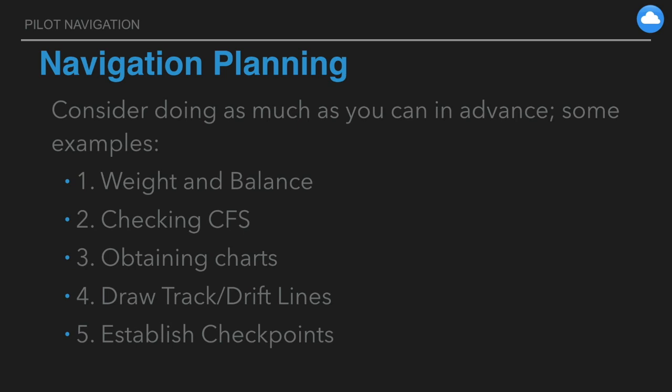Make sure you get the charts. So if you need a different chart, you're going to obtain it. You can draw the track line and you can draw what we call the drift lines. More about that later. And you can establish your visual checkpoints. So these are going to be places that are going to help you check your ground speed and figure out your real ETA.